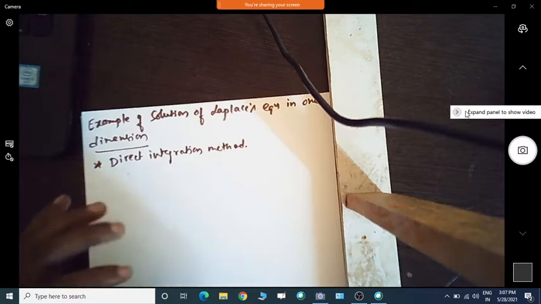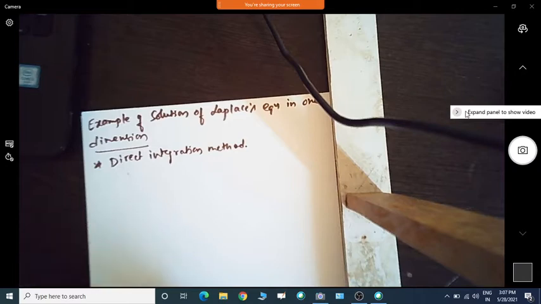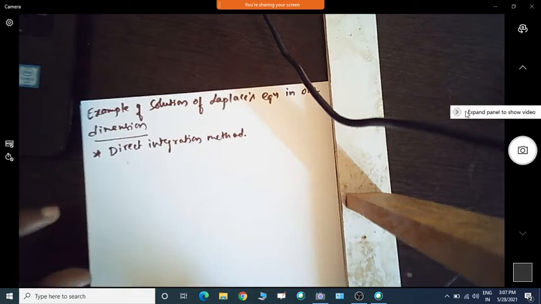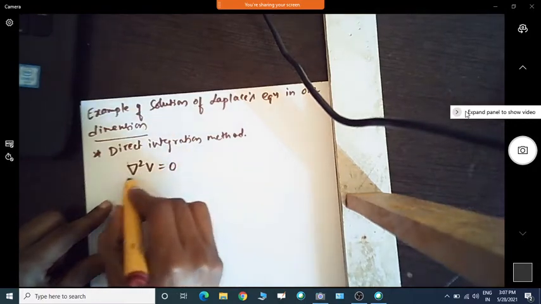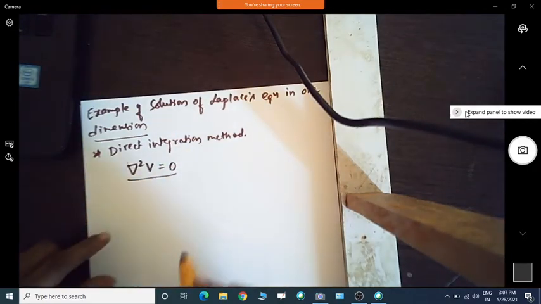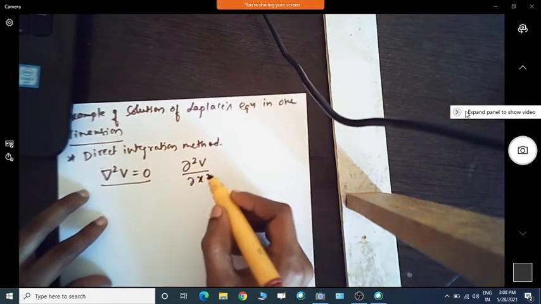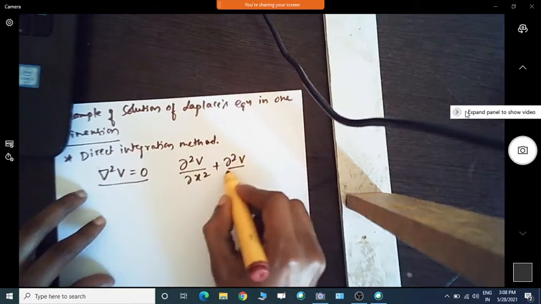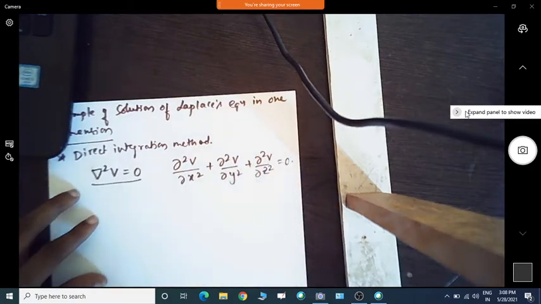Okay, so now let us look at how the solution will exist for the general case. Then we can apply a particular electrostatic problem with the boundary conditions, so that we can arrive at the actual potential function for that problem. So let us take the first one, the Cartesian coordinate system. This is the Laplace equation which we have known: del square V by del x square plus del square V by del y square plus del square V by del z square is equal to 0.